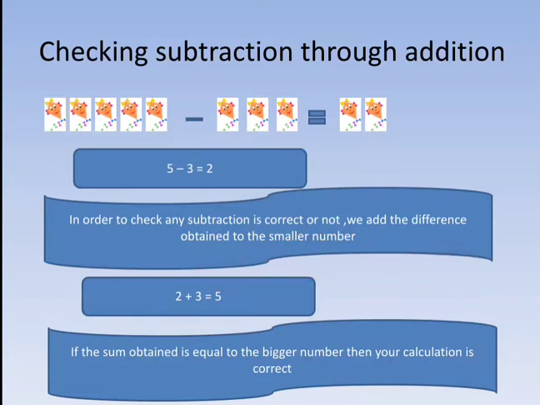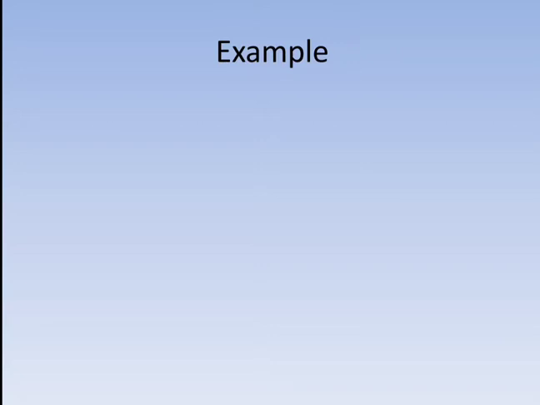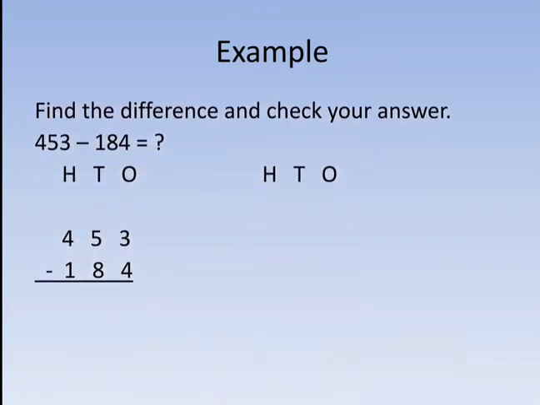That is how we can check the subtraction with the help of addition. We add the difference to the smaller number or subtrahend. If the sum that we get after adding the difference and the smaller number is equal to the bigger number or minuend, our calculation is correct. I hope it is clear till here. Now let us solve one example.